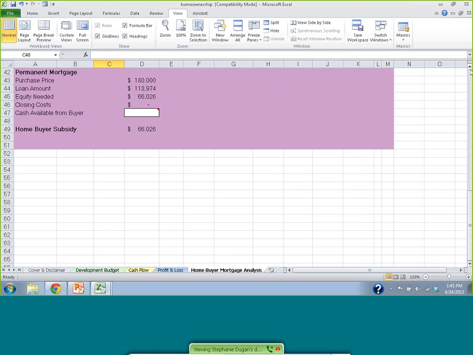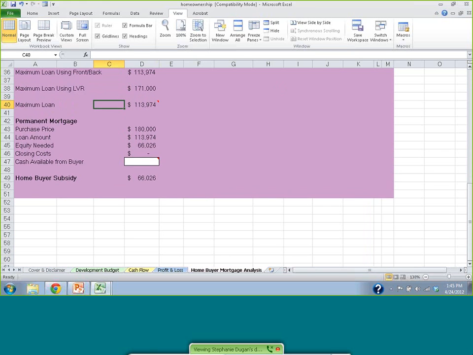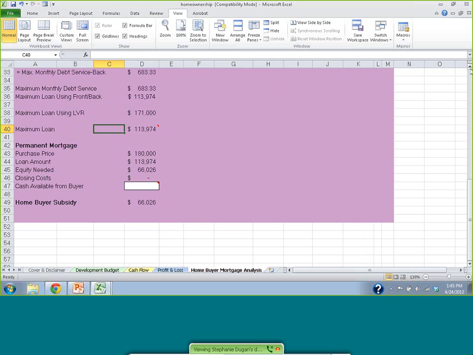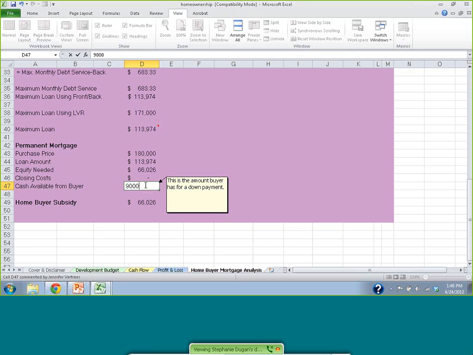We can now see that if the home buyer has, let's say they have 5% available for a down payment, which would be $9,000 on a $180,000 house, they would need a subsidy of $57,000, a fairly substantial subsidy at this income.